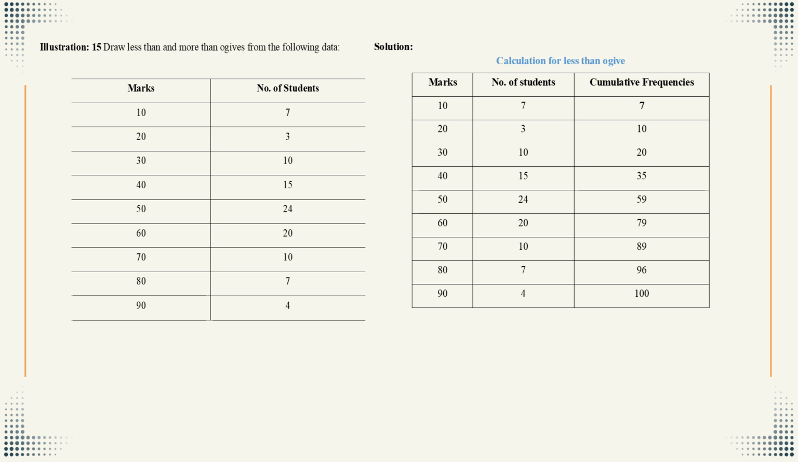First write 7, no problem. Then number of students in the 20 means 3. Add 3 and 7, you will get 10. Then next one is add 10 corresponding to 10, that is 20. Then add 15 corresponding just before that 20, that is 35. Then 24 plus 35, 59. 20 plus 59, 79. 10 plus 79, 89. 7 plus 89, 96. 9 plus 96, 100.